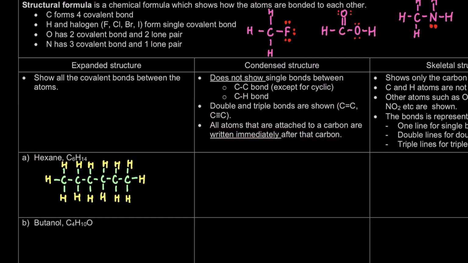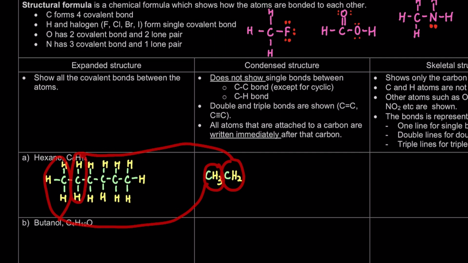So we have here carbon 1, 2, 3, 4, 5, 6. We're going to start from left to right. So at the start, we have CH3. So that is what is meant by all atoms that are attached to a carbon are written immediately. So this hydrogen is bonded to this carbon, so CH3. So we have written this one. Next what we have is CH2. For the condensed structure, we're going to follow based on the expanded. So CH3 is because of this one, CH2 is because of the first one here.